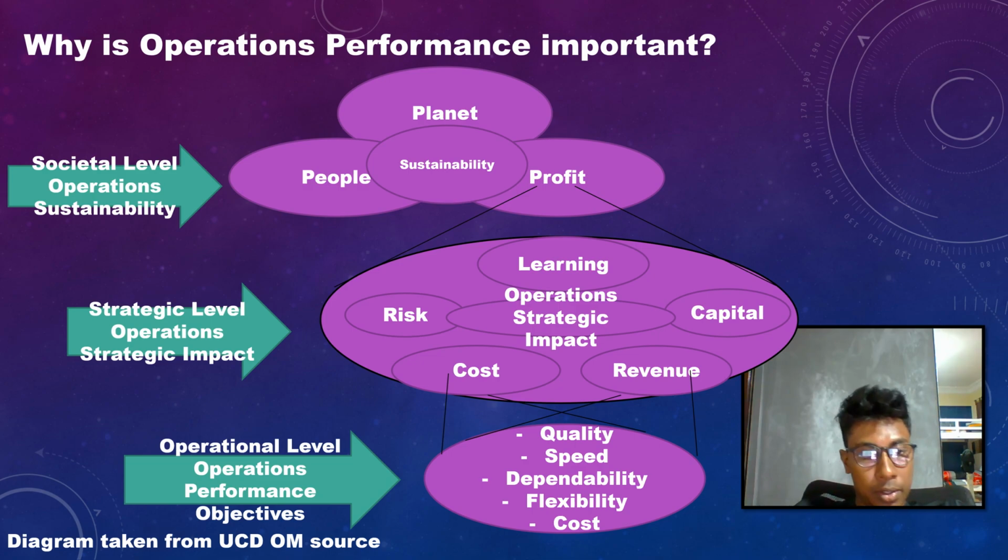And secondly, we have operation strategic impact, and that focuses on risk management, learning capacity of employees, and capital capability, which does result to the profit. And to achieve good revenue and operation performance, a few objectives have to be met, such as quality, speed, dependability, flexibility, and cost.